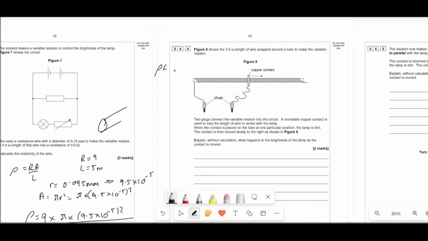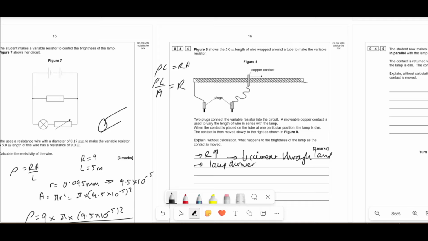So what I'm going to do is resistivity times length equals RA. Resistivity times length over A equals R, right? So the length is going to depend on this copper contact because the variable resistor here is made of that. So if they're adjusting this, it's going to be adjusting the length of it. What happens if the contact is moved? The contact can only be moved that way in this question. So if it's moved, then it means that L gets bigger. So R has to get bigger. So first off the bat, R increases. If that happens, then through the lamp, the current's going to go down. Less current through the lamp, and therefore the lamp is dimmer.